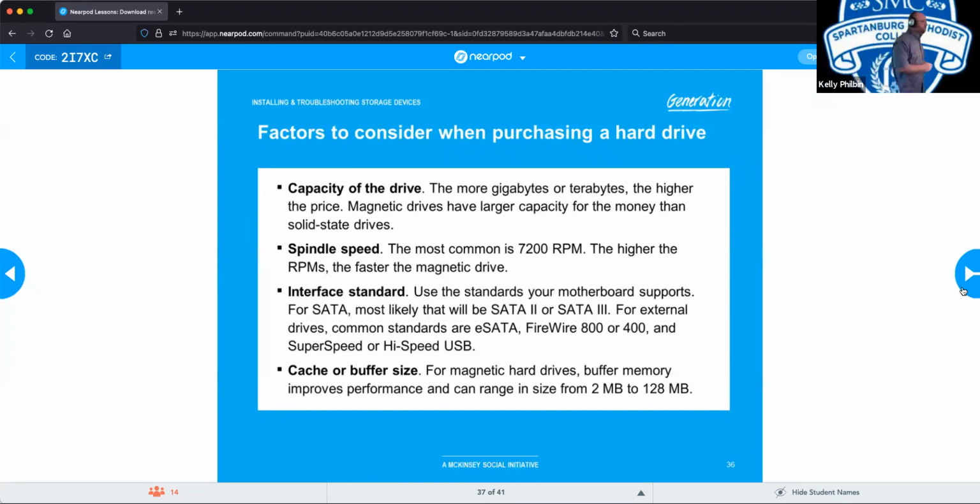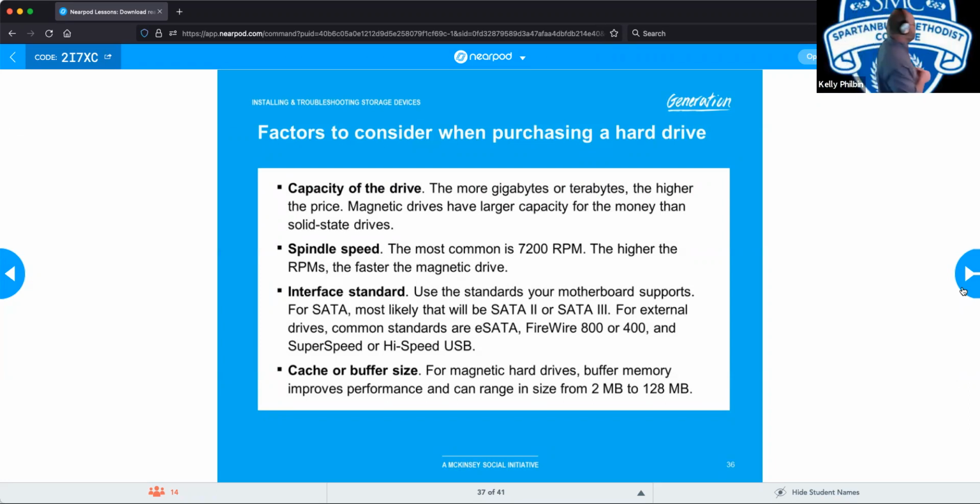All right. Factors to consider when purchasing hard drives. Obviously, the capacity. How much can it store? How much of my goodies can I put on this hard drive before I have to upgrade to a new one? Do I want to future-proof that drive? What is the spindle speed if I'm talking about mechanical drives? How fast can I access that data that I am storing on there? If I'm utilizing this for gaming and stuff like that, a mechanical drive might be a little too slow. I may need to upgrade to something else.